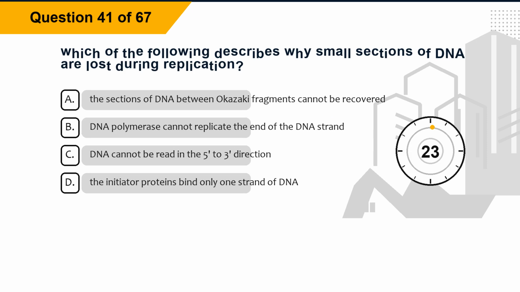Question 41. Which of the following describes why small sections of DNA are lost during replication? Option A. The sections of DNA between Okazaki fragments cannot be recovered. Option B. DNA polymerase cannot replicate the end of the DNA strand. Option C. DNA cannot be read in the 5' to 3' direction. Option D. The initiator proteins bind only one strand of DNA.